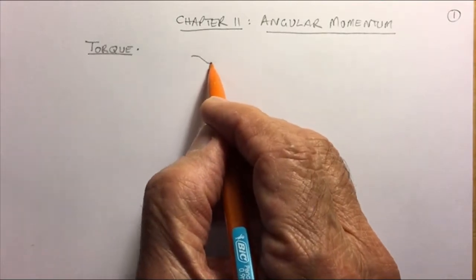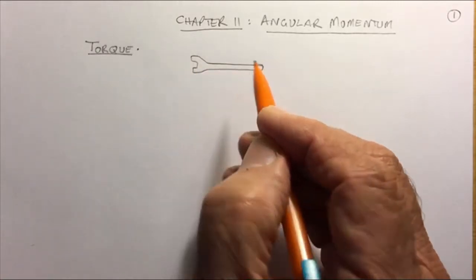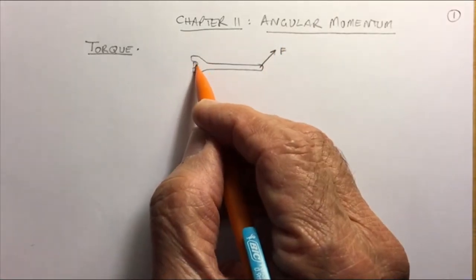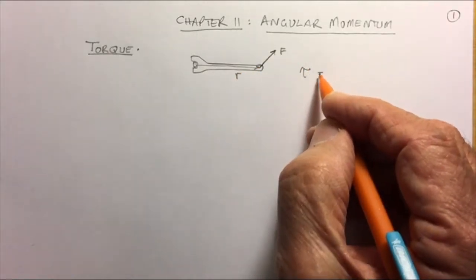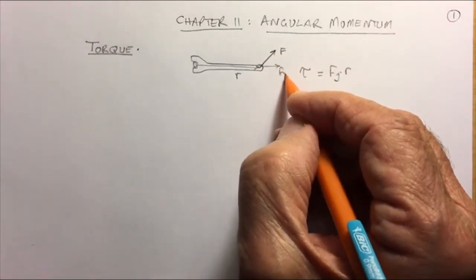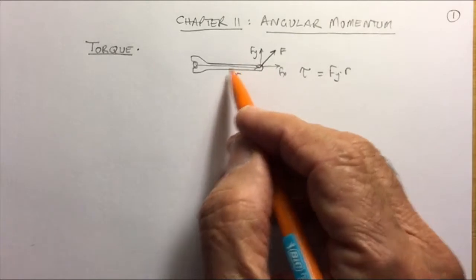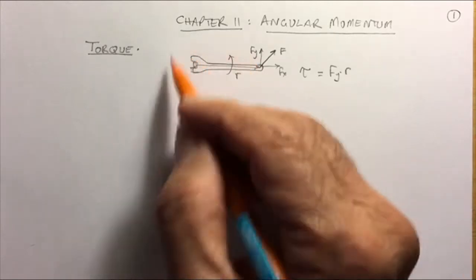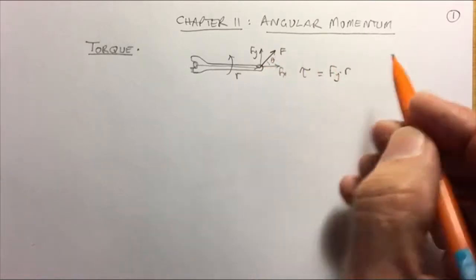So just to review, we had a wrench, and its length is some L, and if you apply a force over here at a distance, here's the nut, and the distance is R, then the torque was given as Fy times R, where this would be Fx, which would not create any torque, and this would be Fy, which would create the torque and try to cause this whole thing to turn counterclockwise.